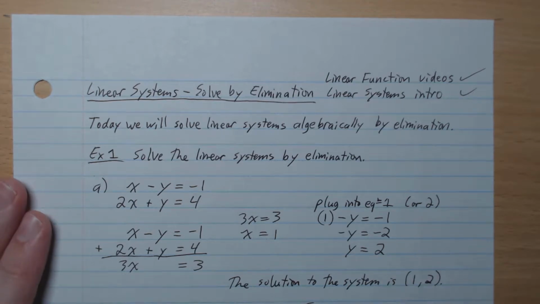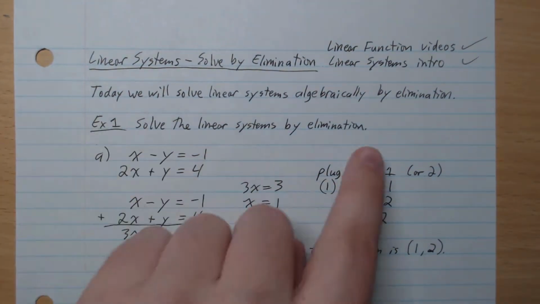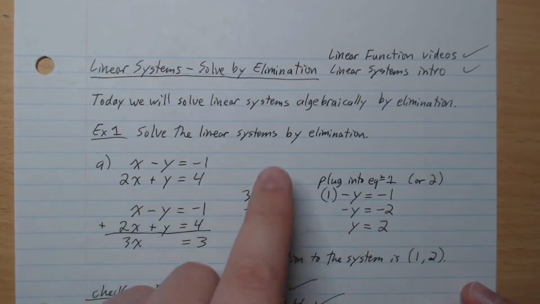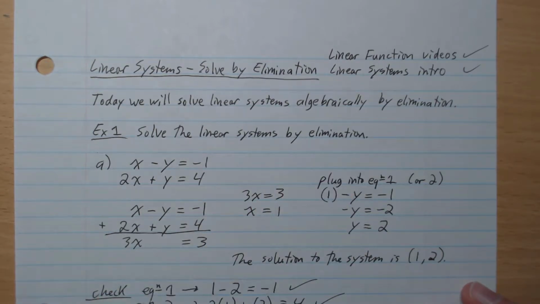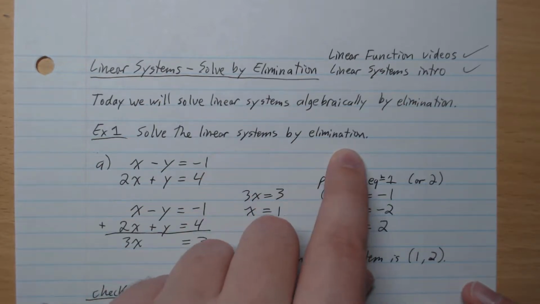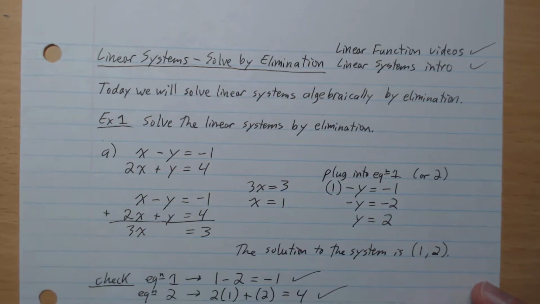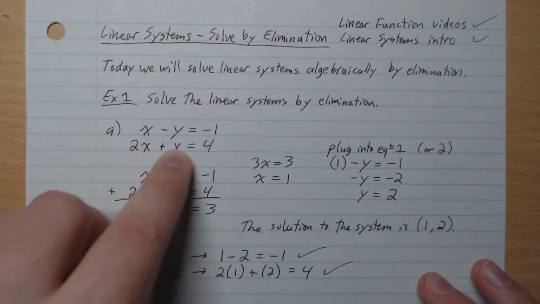Example 1. Solve the linear systems by elimination. So this is important here. If your teacher does not specify in what way they want you to solve a linear system, you can solve it any way you want. But if they say, oh, you must solve it by elimination, then you have to follow and solve it by elimination. So here's our first system here.